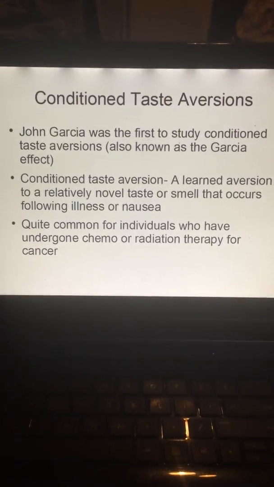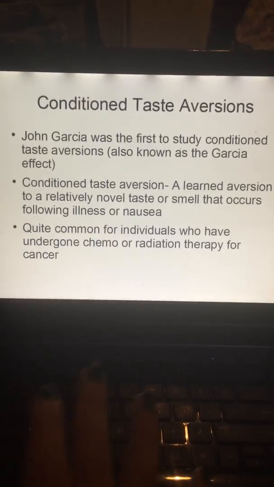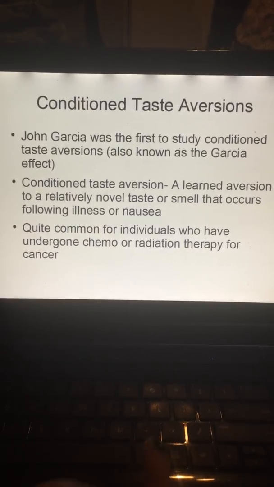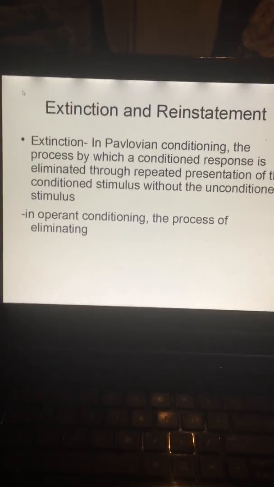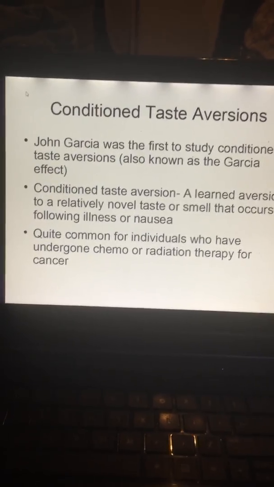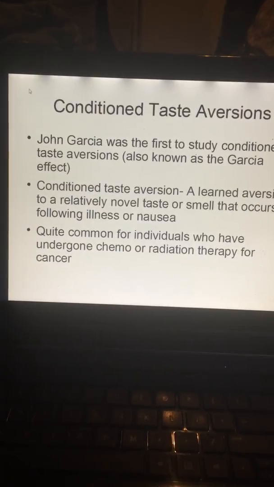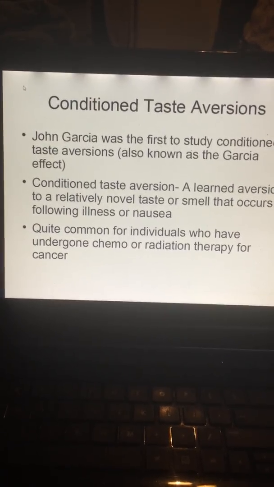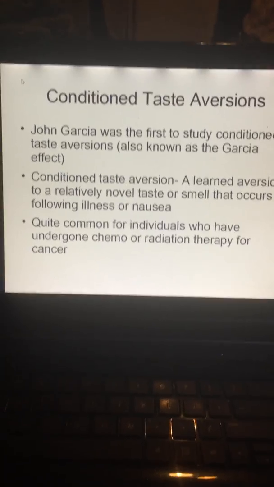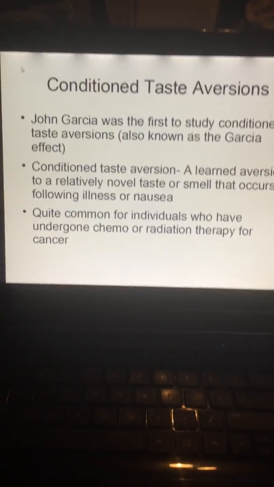So, John Garcia studied the first conditioned taste aversion. This is whenever we learn to not like something. If we eat something and it gets us sick, we don't want to eat it anymore because we associate it with something we don't like. So oftentimes, if you eat something and then you undergo chemotherapy and throw it up, you may not be likely to want to eat it again.